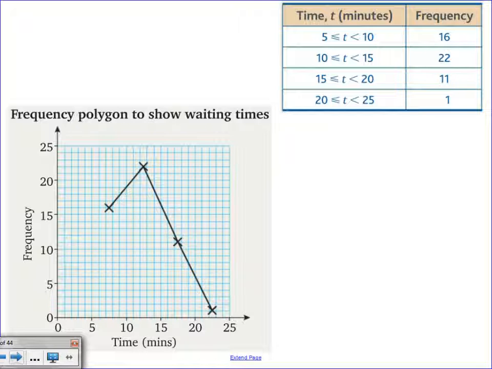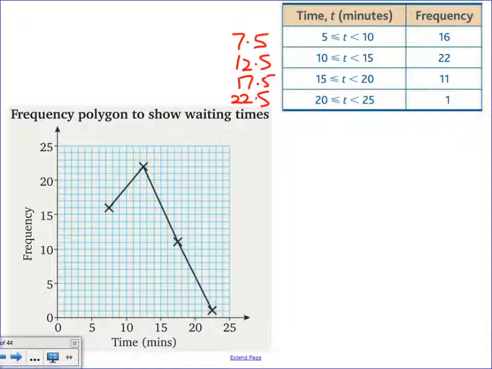It's the midpoint. So because I can't plot my time 5 to 10 on a line graph, I take the middle point between 5 and 10, which is 7.5. I take my midpoint between 10 and 15, which is 12.5. I take my midpoint between 15 and 20, which is 17.5, and my midpoint between 20 and 25, which is 22.5. Okay? So now, because I've got one value against another, I can plot a line graph.